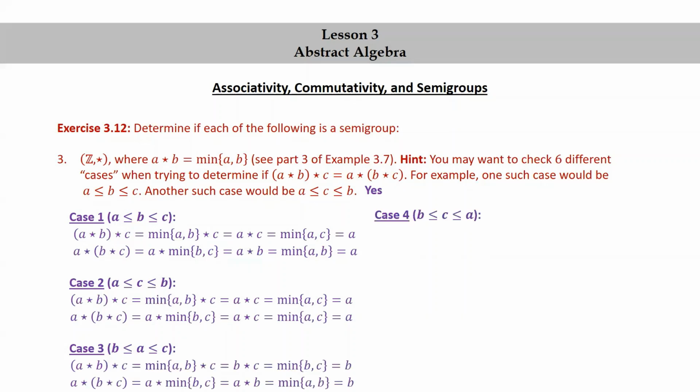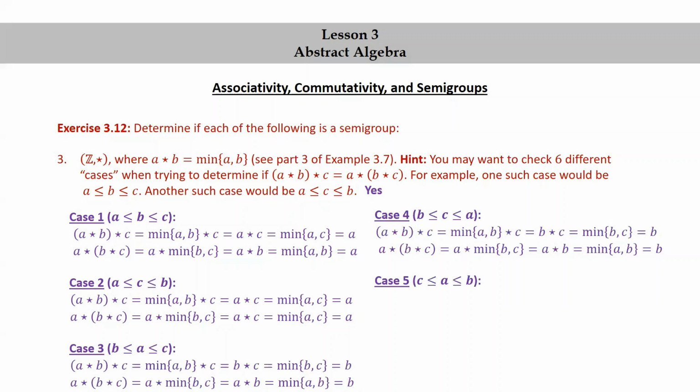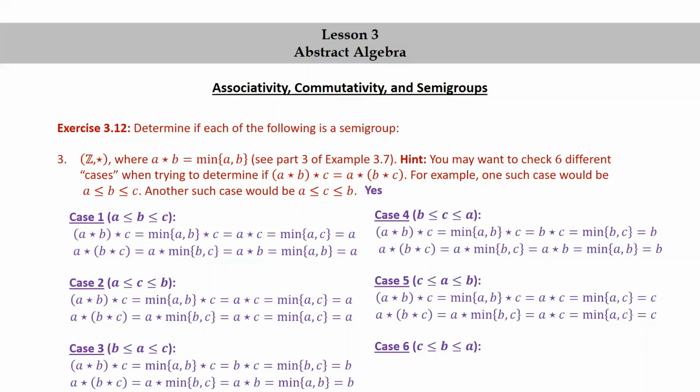Case 4, B less than or equal to C less than or equal to A. Case 5, C less than or equal to A less than or equal to B. And case 6, C less than or equal to B less than or equal to A. Okay, now's a good time to pause the video another time and check all these computations carefully. Spend a little time and go through them carefully to make sure that you understand how all of this is working.